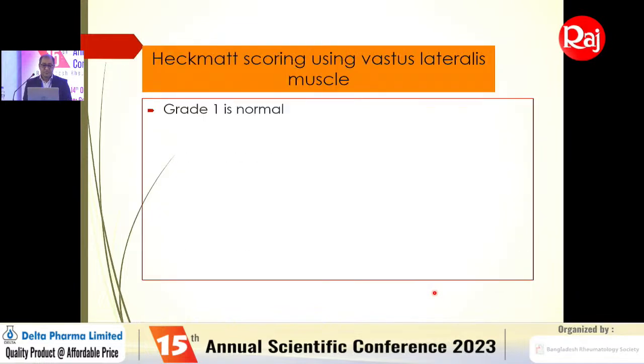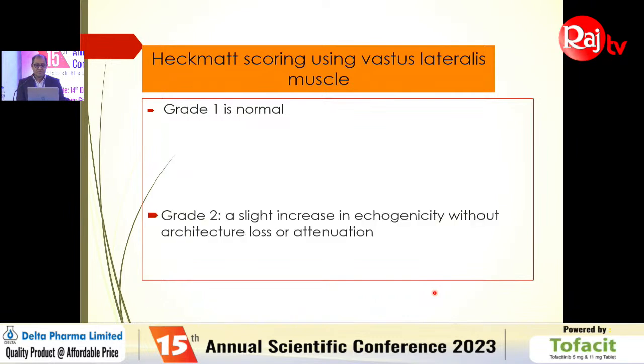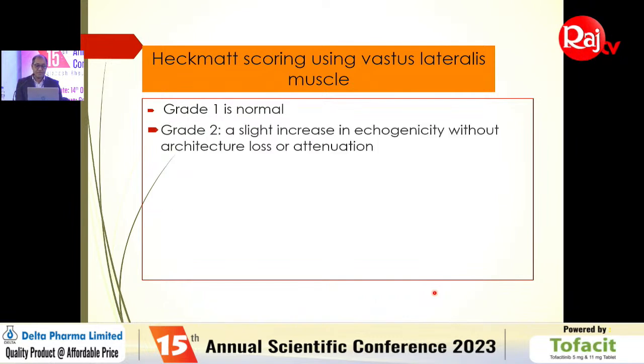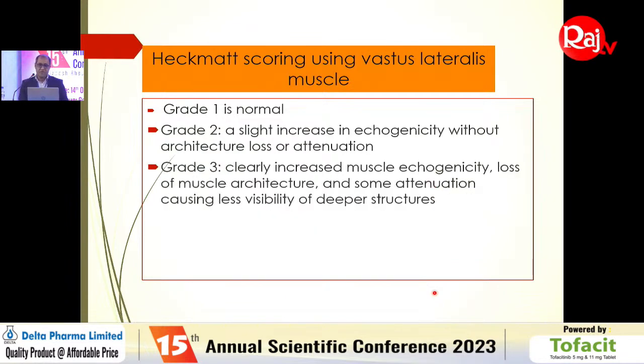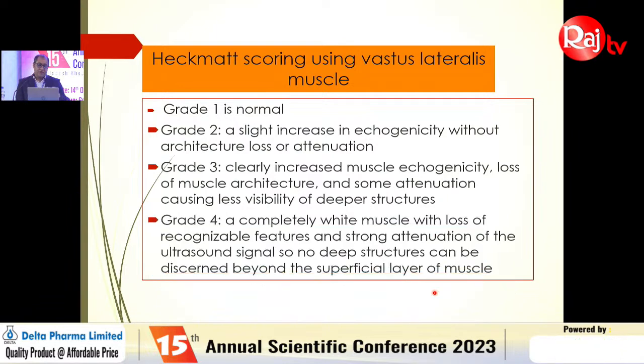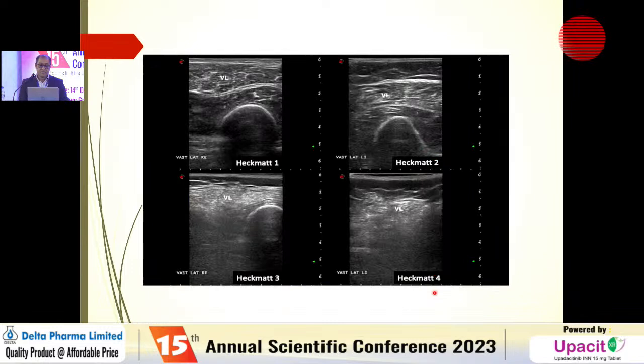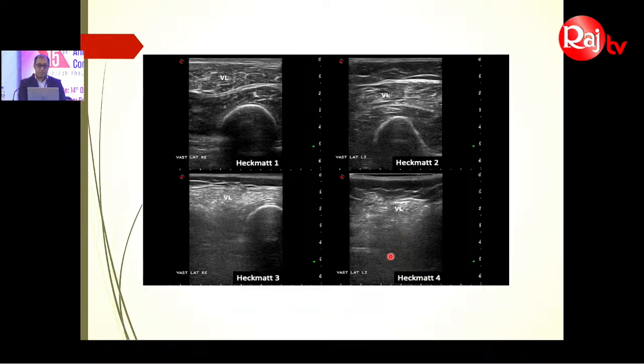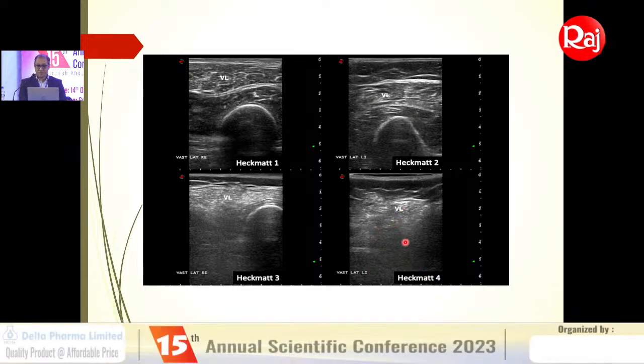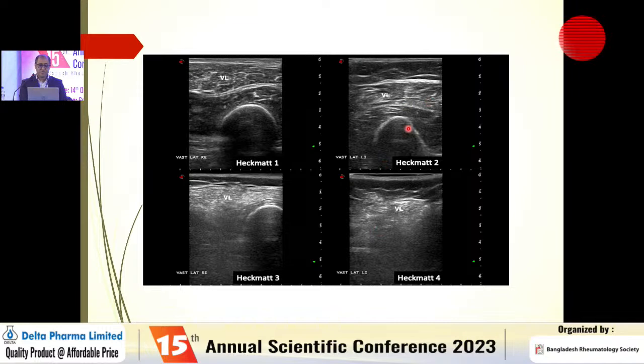And there is a scoring system, Heckmatt scoring, using vastus lateralis ultrasonography. If there is increased echogenicity and architectural loss with attenuation of deeper structure, accordingly the grading could be done by musculoskeletal ultrasonography. Here are the structures of vastus lateralis. Here in Heckmatt grade 4, the bony architecture could not be found, and there is increased echogenicity in different stages.